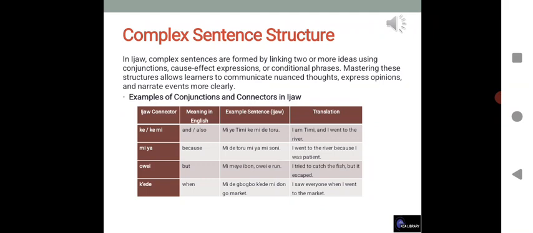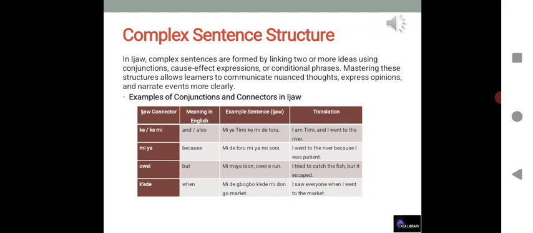Example: mi timi kumi de toro. I am Timmy, and I went to the river. Miya, meaning because. Example: mi de toro mi yemisoni. I went to the river because I was patient. Owe, meaning but. Example: mi me iban, owe iran. I tried to catch the fish, but it escaped.